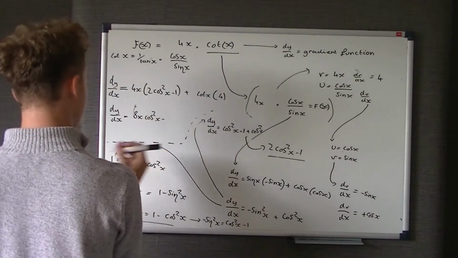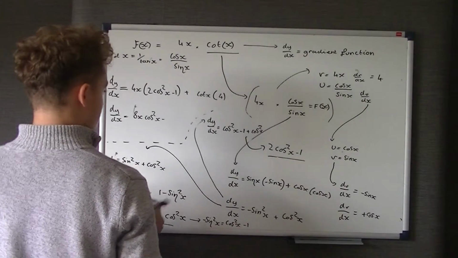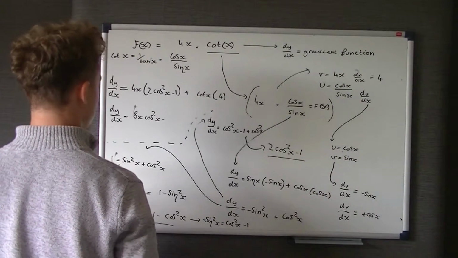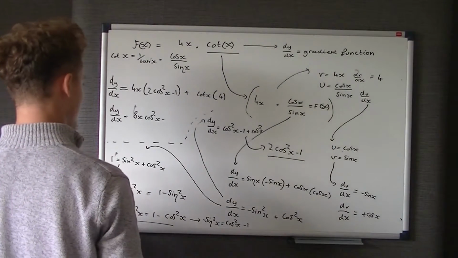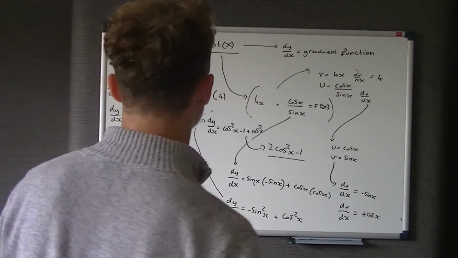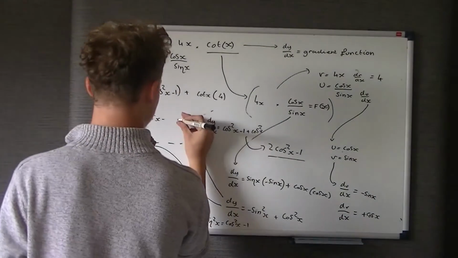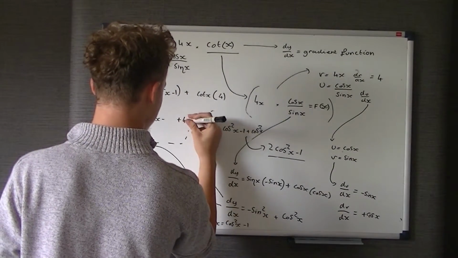So that gets us our original derivative of 8x cos squared x take 4x, is it? Sorry, I'm getting confused here. This is probably a little bit intense, I should have thought of this. So we'll ignore that. So 4 cot x.